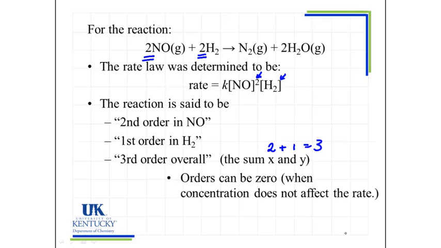There can be zero orders. If the concentration of a substance has no effect on the rate, then we'd say it's 0th order. Orders can be fractions. Orders can be all sorts of different things. They could even be negative numbers. I didn't put that in here. Could be negative. Just be aware of that.